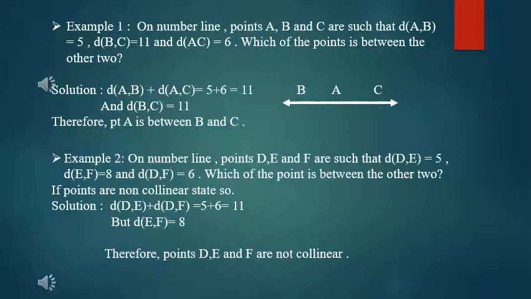Look at the second example. We have 3 points D, E, F. Distance between point D and E is 5. Distance between E and F is 8 and D and F is 6. Find out which of the points is between the other two and if the points are non-collinear.